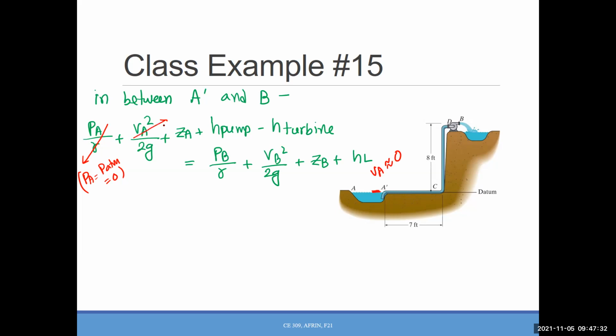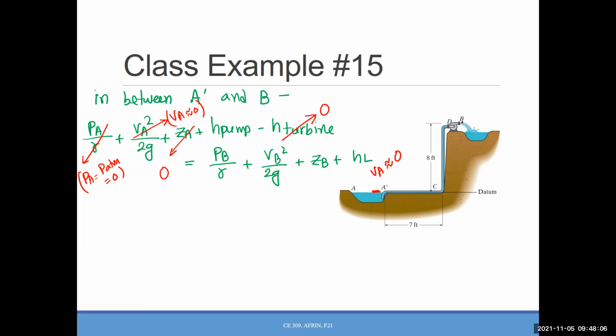So here again, VA is almost 0. It's not 0, but it's almost 0. What about ZA? The datum is given, so you don't need to choose datum, which is good. ZA is 0. Do we have any turbine in the system? No, so this whole thing is 0. We could skip that part.